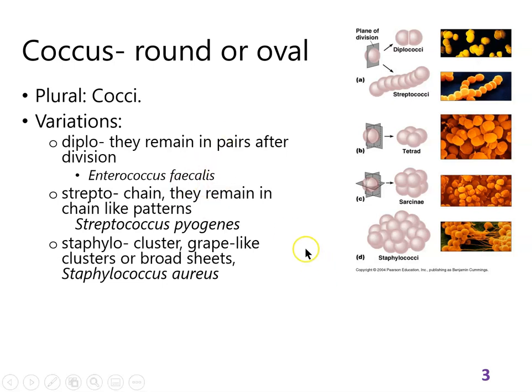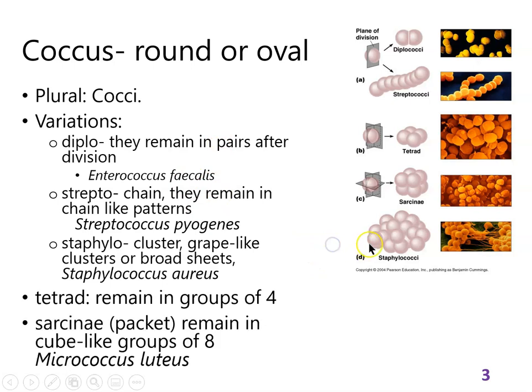So let's just put all these here. The biggest, the most obvious one to me is the staphylococci. These are like clusters of grapes. They are randomly associated. So when they divide, they're kind of sticky. They stick to each other, but they don't have any organized three-dimensional pattern.